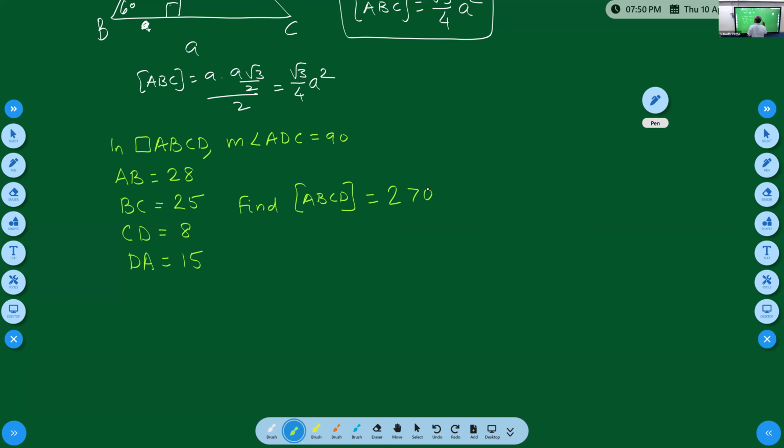So what is this information? There is one angle which is 90, which is given. With 8, 15 in triangle DAC, you can complete this and get this side, which is 17. And then you have CB is 25.